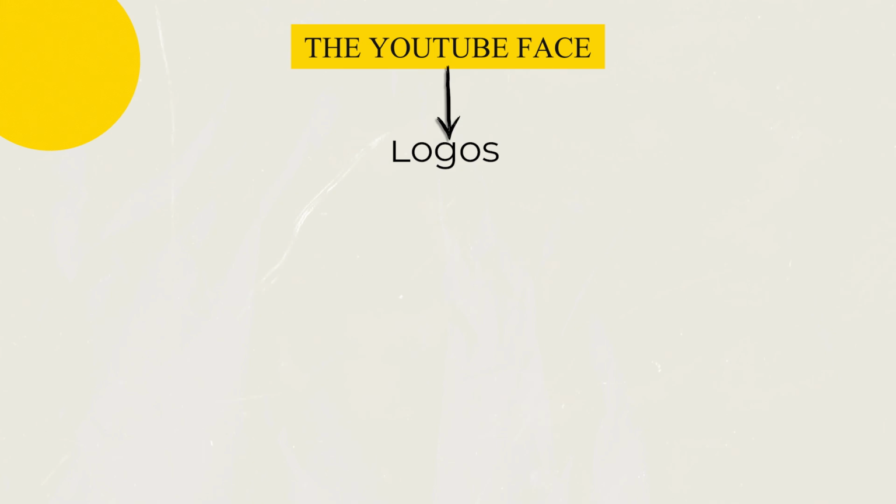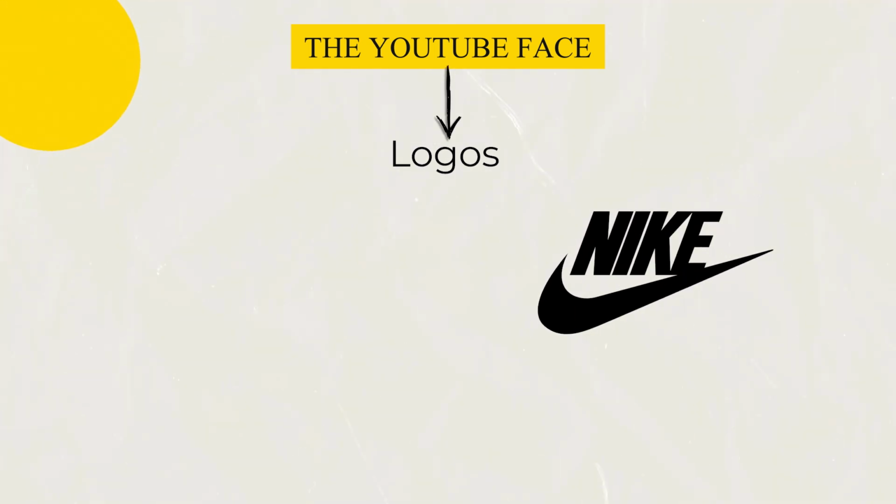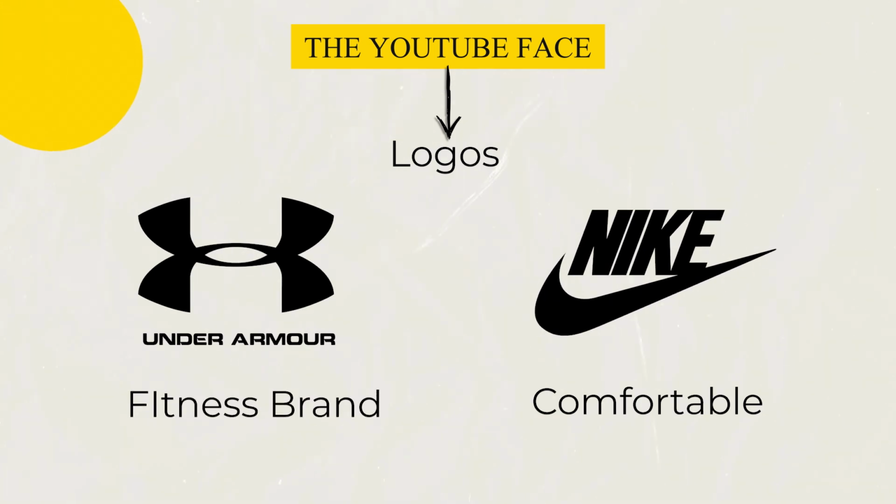These thumbnails act as logos for brands. So for example, if you look at a Nike logo, you know it's comfortable to wear, or if you look at an Under Armour logo, you know it's a fitness brand. You can even use someone else's face here like he did if you're not big enough yourself. But keep in mind, if you're using somebody's face, the video should either be about them or should include the famous YouTuber in the video.